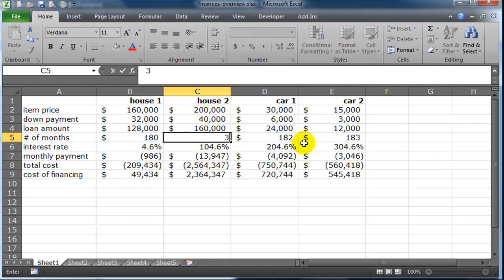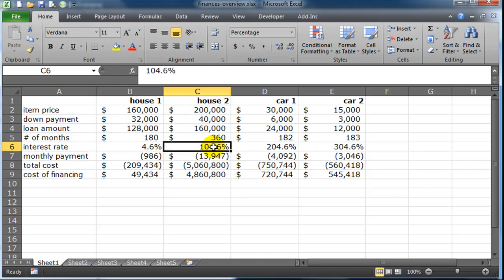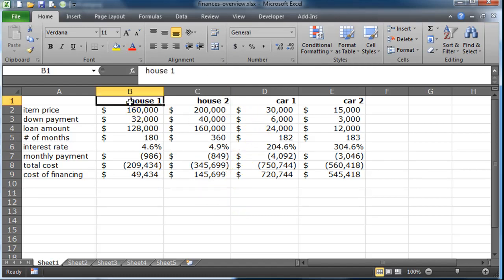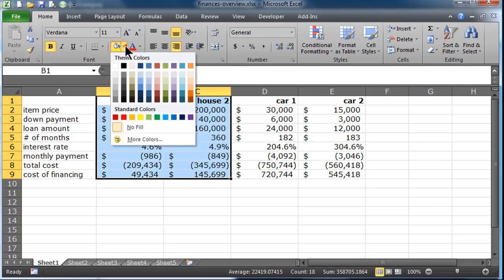The number of months, though, I'm going to do this over 360 months, which is 30 years. There we go. And the interest rate, 104%, is pretty steep, so let's not pay that much. But since it's a 30-year, let's change this up to maybe like 4.9%. Okay. And let's kind of focus on these first two houses for a second.